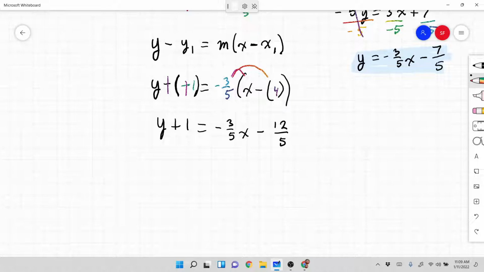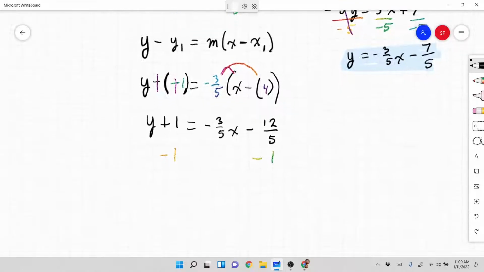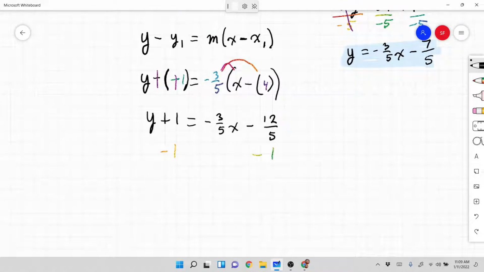Is that it? But we have to convert it to slope-intercept now. That's our goal. So what do we got to do? How about we get rid of this 1? How do we do that? Subtract 1. I thought we were going to point slope. No. We're starting in point slope but we're converting it to slope-intercept. So y equals negative 3/5 x.